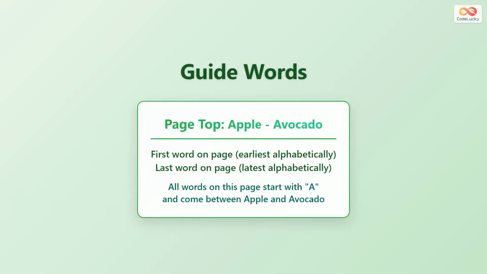Guide words are one of the most useful features of a dictionary. At the top of each page, you'll see two guide words. The first word is the first entry on that page, and the second word is the last entry on that page. For example, a page might show apple at the top left and avocado at the top right. This means every word on this page comes between apple and avocado in alphabetical order. Guide words help you find words much faster. Instead of reading every entry, you can skip to the right page quickly by checking if your word falls between the two guide words.